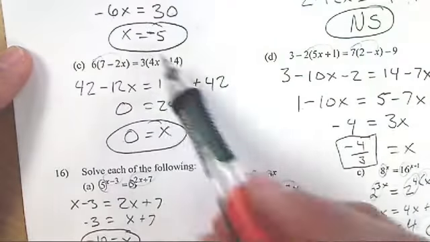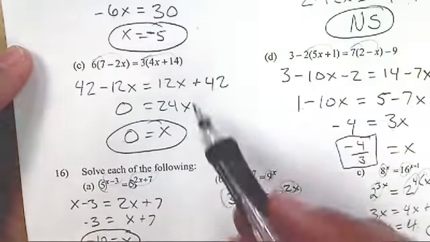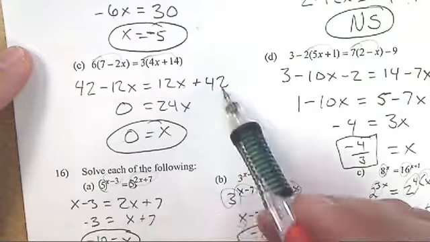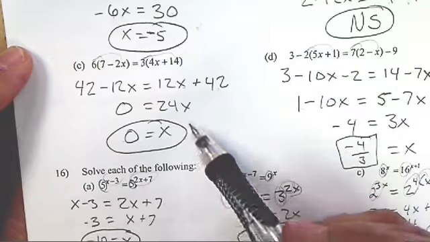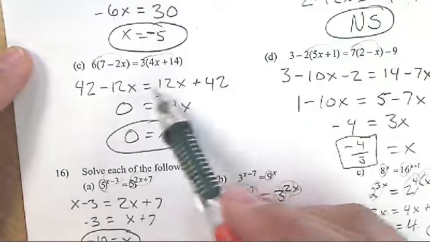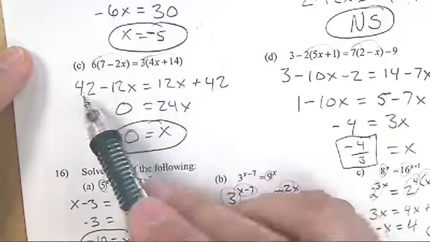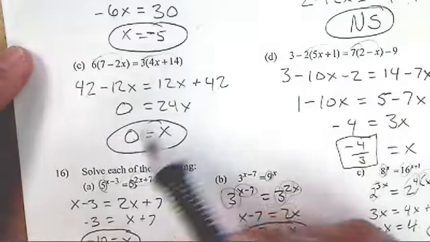Distribute. 3 times 4x is 12x. 3 times 14 is 42. Add 12x to both sides. That makes it 24x. Subtract 42 from both sides. Makes it 0. So x equals 0.